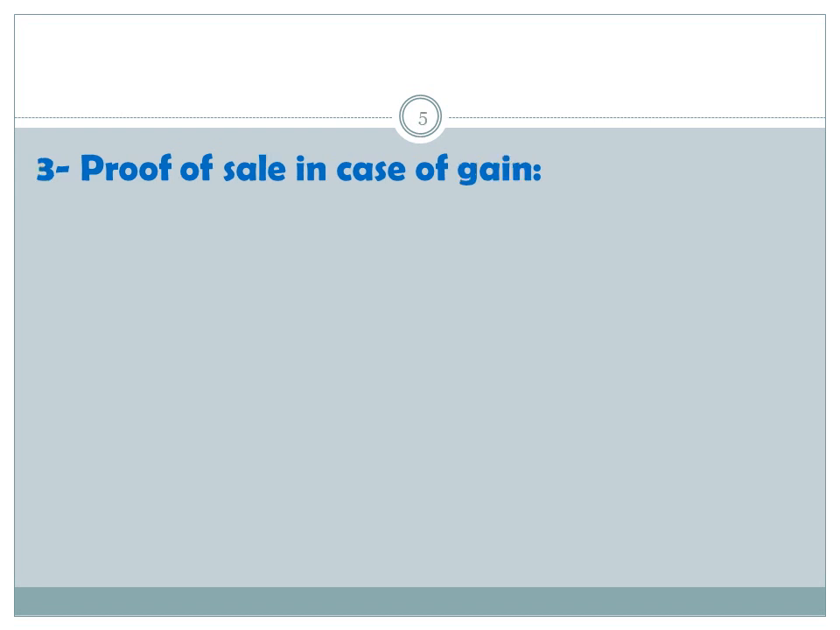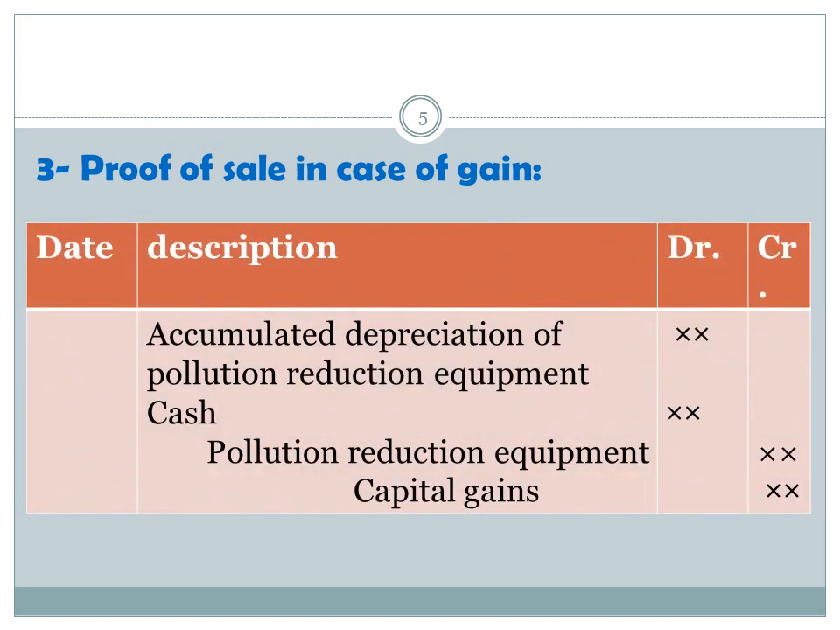In case of gains, pollution reduction equipment in the credit side, asset decreases. Gains in the credit side. In the debit side, 2 accounts, accumulated depreciation plus cash. There are 4 accounts. In case of gains, 2 accounts will be in the debit, 2 accounts will be in the credit. In case of losses, 3 accounts in debit, 1 account in the credit.